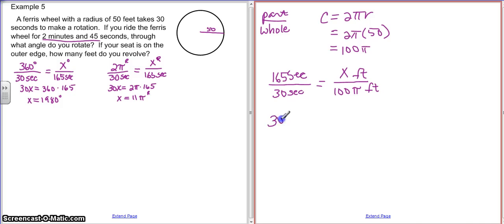So 30x is equal to 100 pi times 165. So this is product of the means equals product of the extremes. And x is equal to 550 feet.